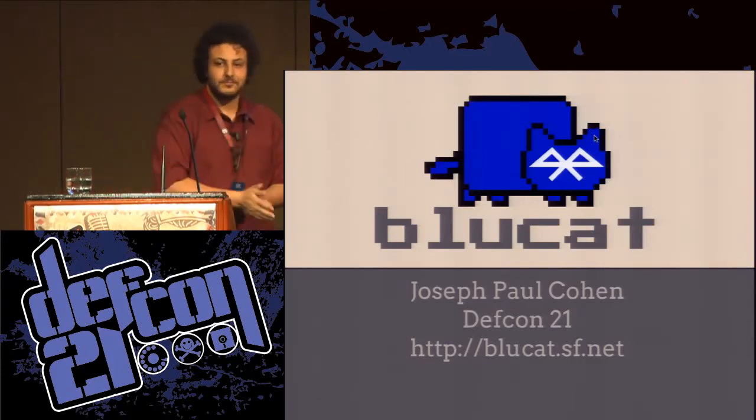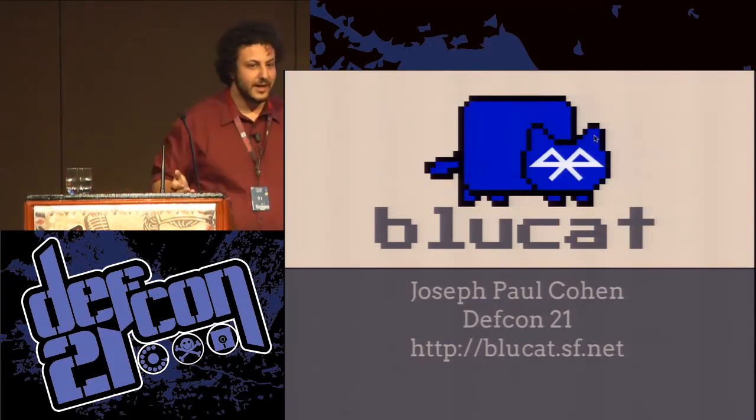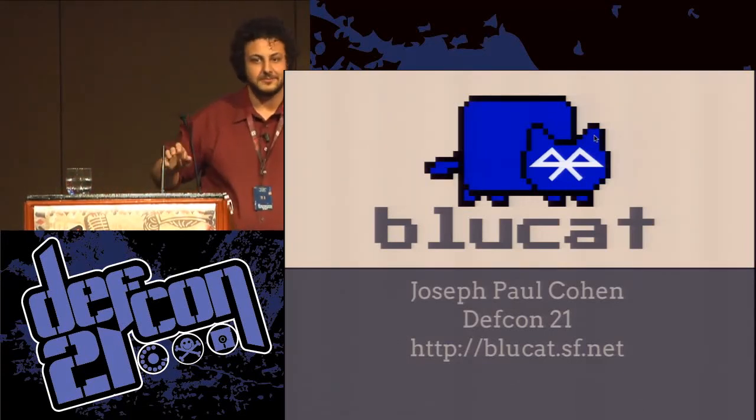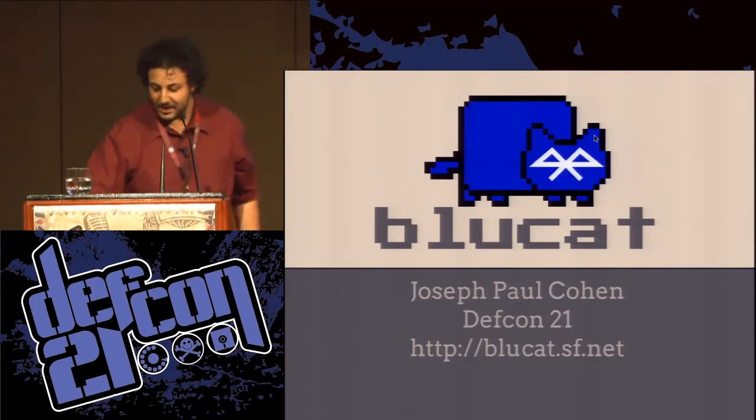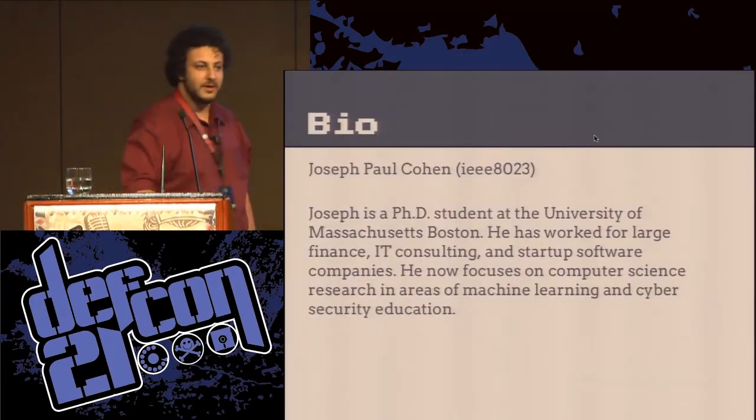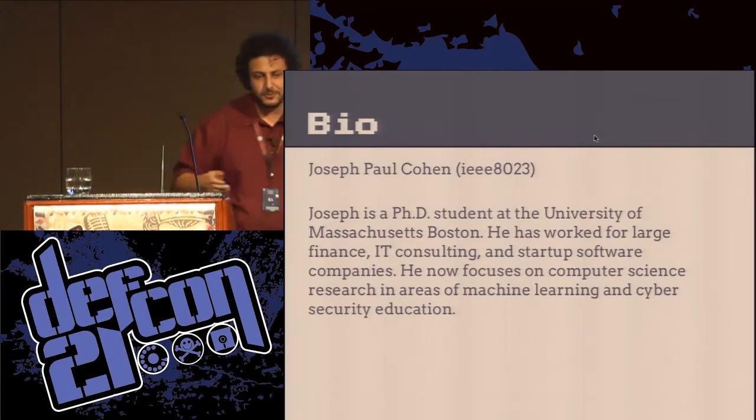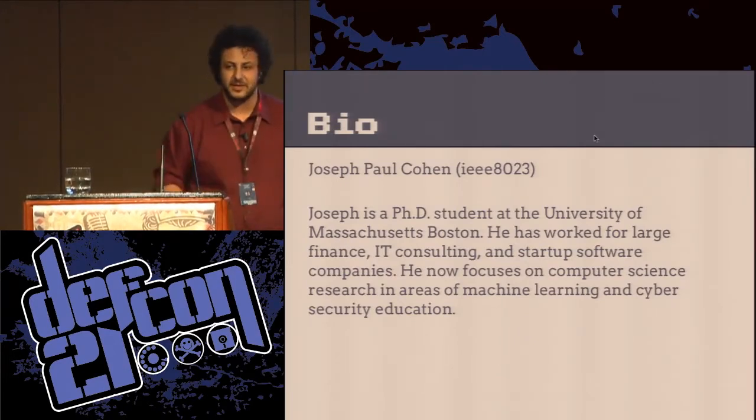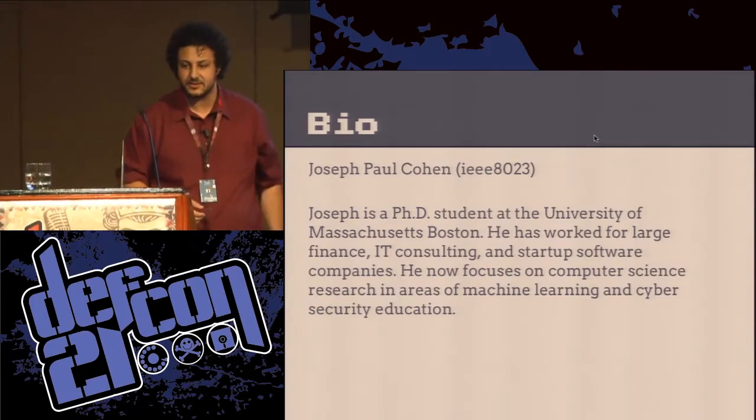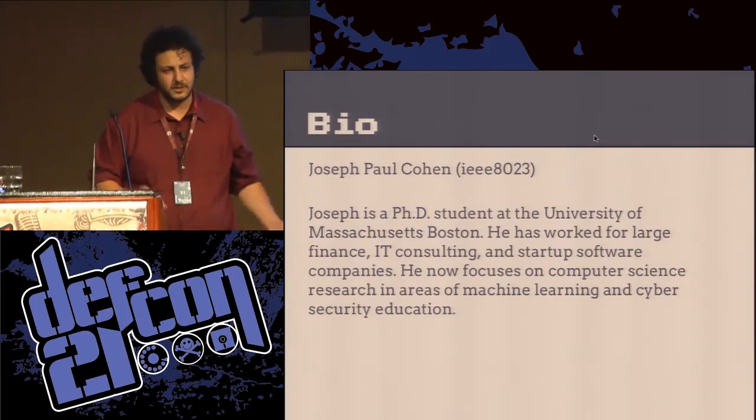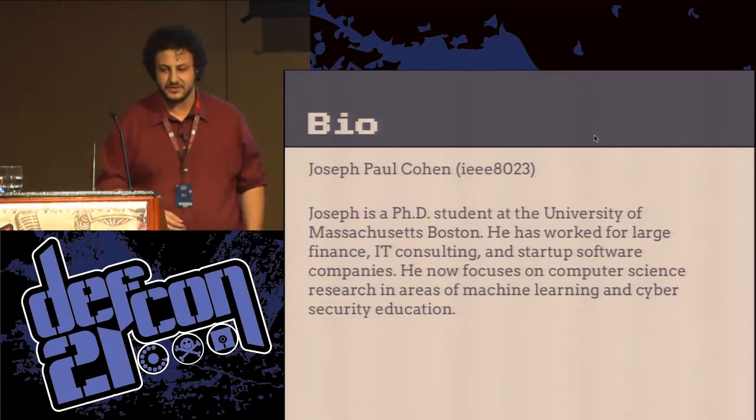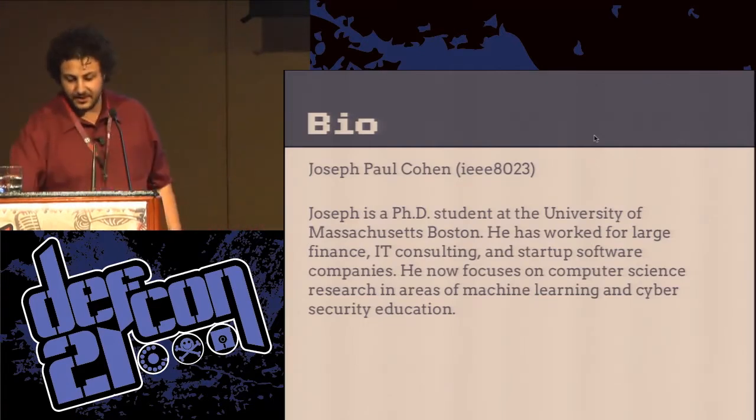All right, so I'm here to talk about Blucat. Who's heard of Blucat so far? Awesome. Okay. So my name is Joseph Paul Cohen. I'm a PhD student at UMass Boston. This is kind of a side thing, based on cybersecurity and computer science education. I do a lot of machine learning and computer vision stuff, so it's kind of dual tracks, right? So this is the fun stuff.